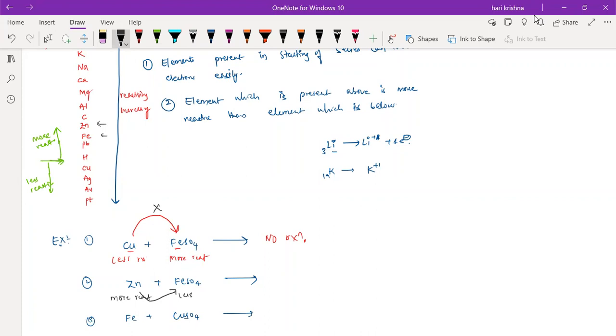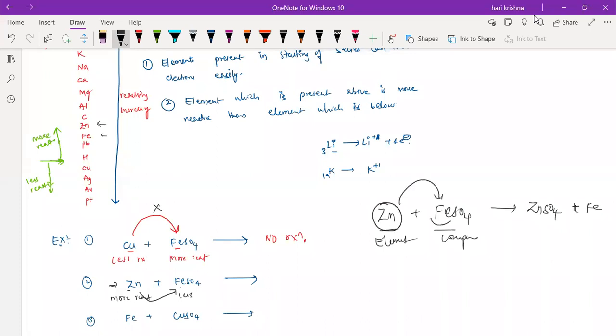Now see here. It is a chemical reaction between an element and a compound. Zinc is the element. Zinc plus FeSO4 gives zinc sulfate plus Fe. In this reaction, the more reactive element goes and displaces the less reactive element from the compound. Clear now? If the element is more reactive than the metal in the compound, it will undergo displacement. If it is not more reactive, there is no displacement reaction. Simple.